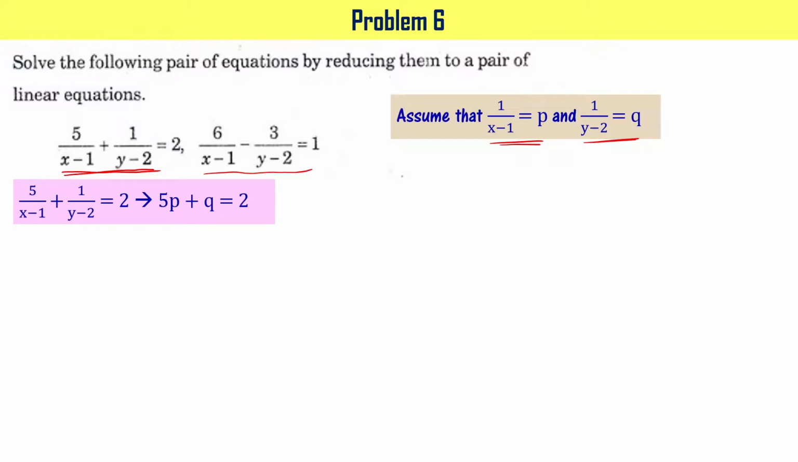The second equation also has 6 times 1 by x minus 1 minus 3 times 1 by y minus 2, right? That is one reason why we have chosen 1 by x minus 1 equal to p and 1 by y minus 2 equal to q, because we have y minus 2 in both the equations and x minus 1 in both the equations in the denominator, right? That's why we have taken 1 divided by x minus 1 as p and 1 divided by y minus 2 as q. Now the second equation can be written as 6p minus 3q equal to 1, right?